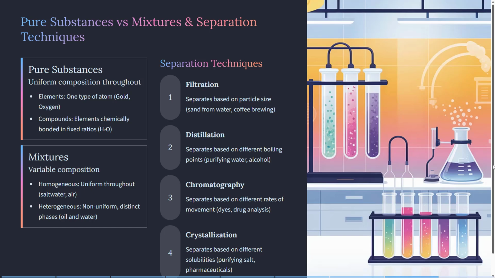Filtration separates by size, like brewing coffee. Distillation uses different boiling points. That's how we purify water or make alcohol. Chromatography separates substances based on how fast they move through a medium, crucial for drug analysis and forensics.